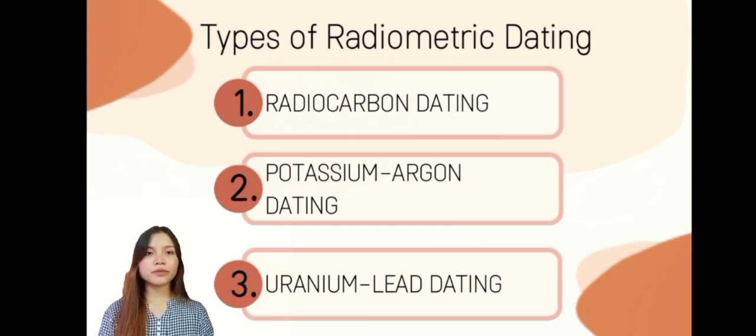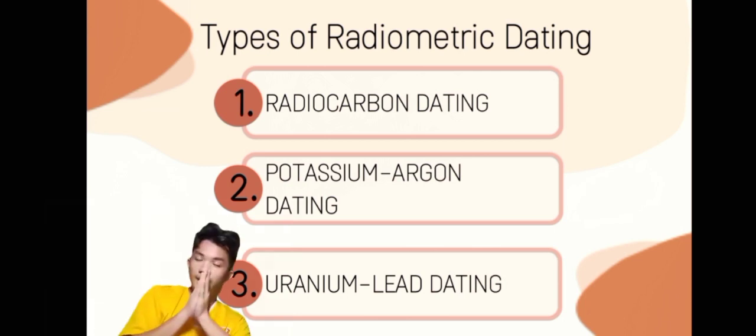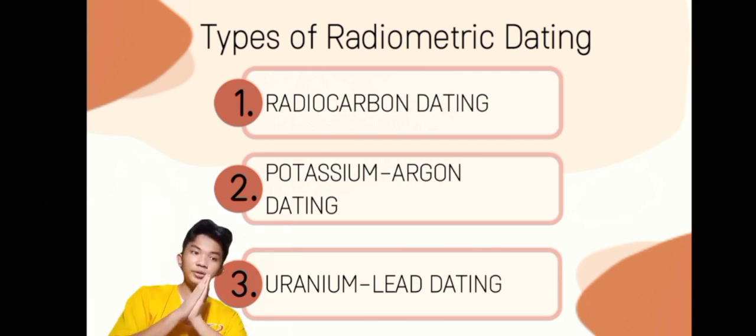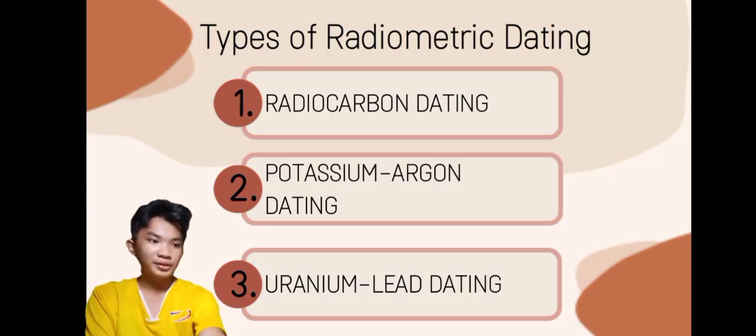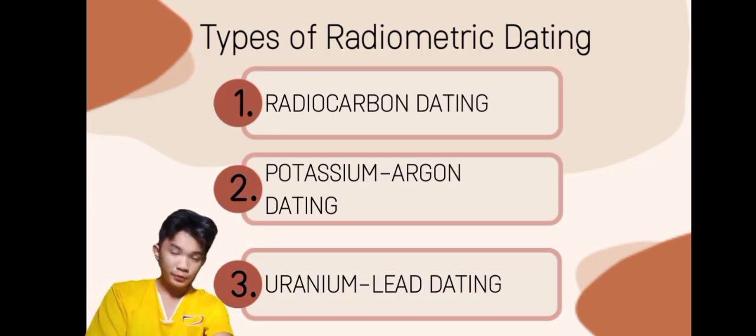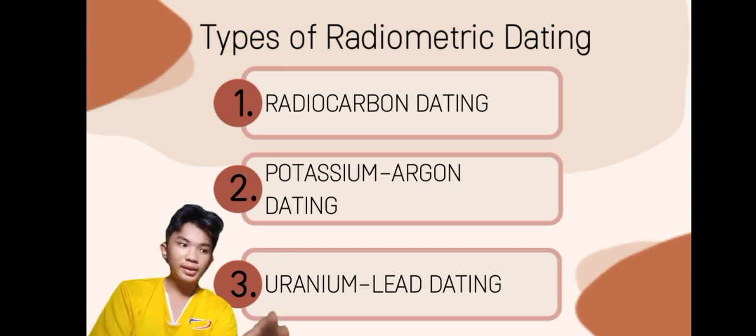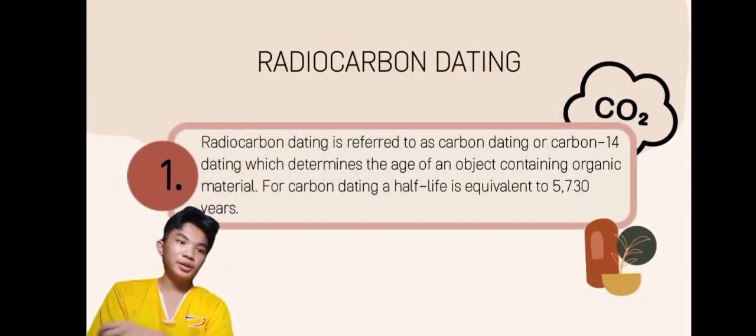There are types of radiometric dating, which will be discussed by my partner, Clenerth Tecson. I am Clenerth and I am going to talk about the types of radiometric dating. So, the first radiometric dating is radiocarbon dating.